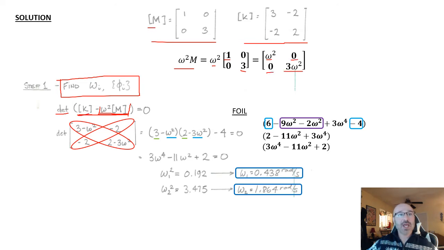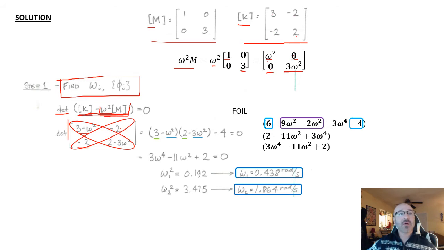So now we want to say K minus that. So here's our K matrix. So 3 minus omega squared is 3 minus omega squared. Negative 2 minus 0 is negative 2. Negative 2 minus 0 is another negative 2. And then we have 2 minus 3 omega squared. So now I have a new 2 by 2 matrix by subtracting my omega squared M from my K matrix.